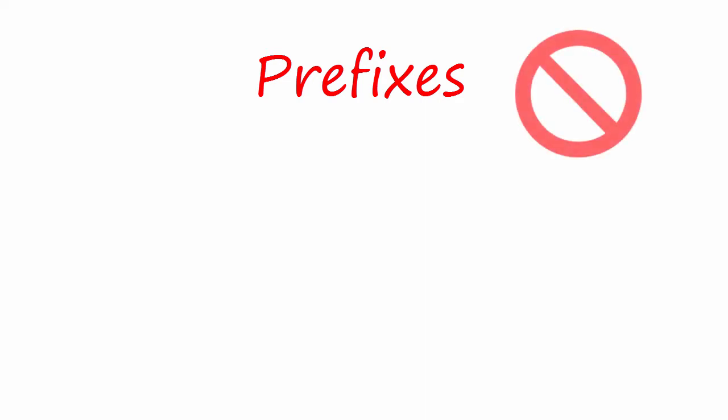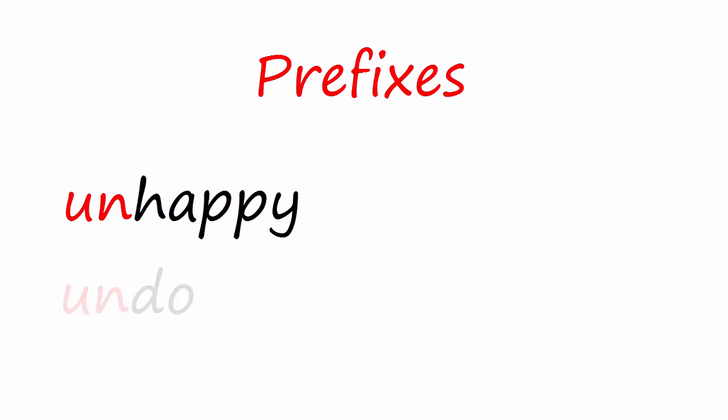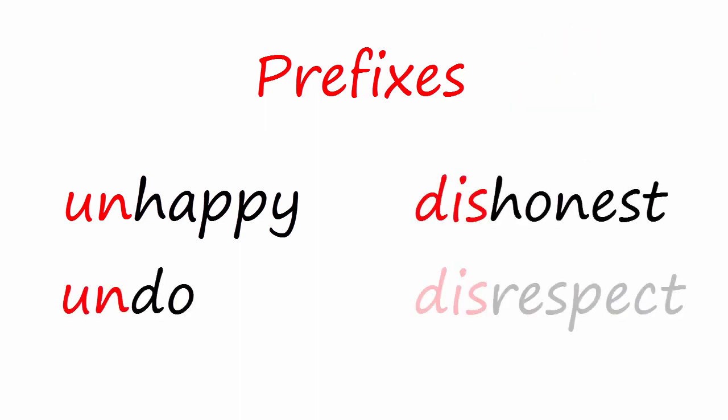You probably recognize many words that have prefixes. The following words contain prefixes that mean not or the opposite of. Unhappy, undue, dishonest, and disrespect. Notice how these prefixes change the meaning of the root word they are attached to.